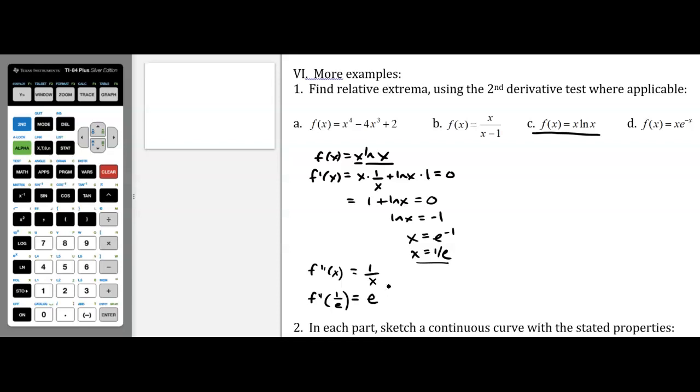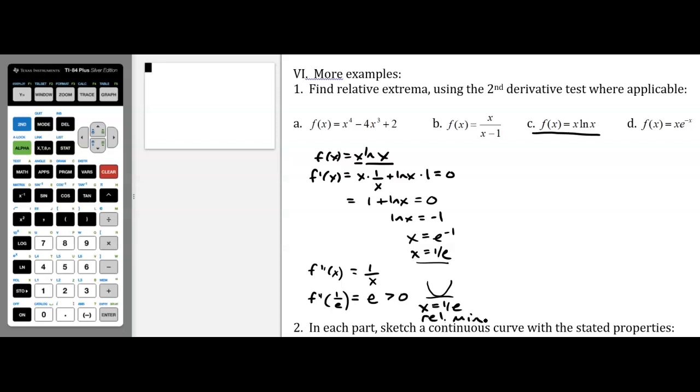And the important thing with that is e is greater than 0. And so what we just found is at a place where our first derivative is equal to 0, our second derivative is positive. And so that means we're concave up at a place where the derivative is equal to 0. And so x equals 1 over e is therefore a relative minimum. So you'd say x equals 1 over e is a relative minimum.